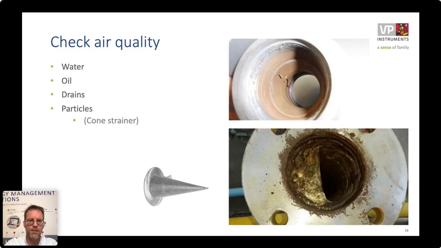And then if you see that there are occasionally particles, you can consider using a cone strainer like in the picture below to protect your flow meter from those particles. So it will be protected and it has a longer lifetime.